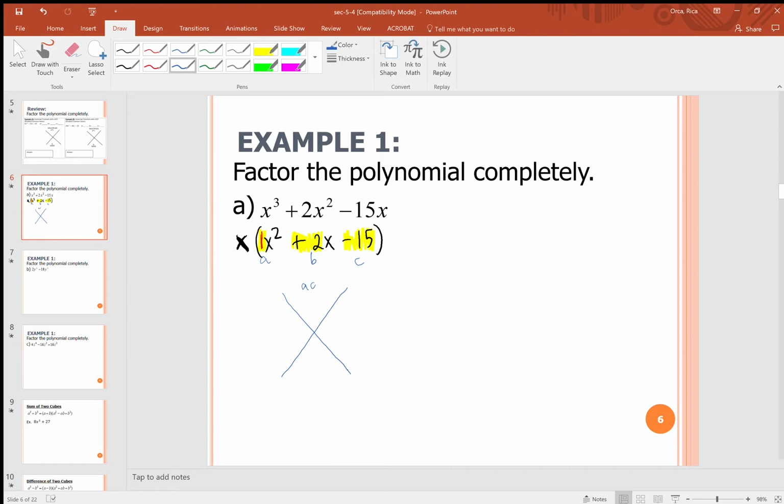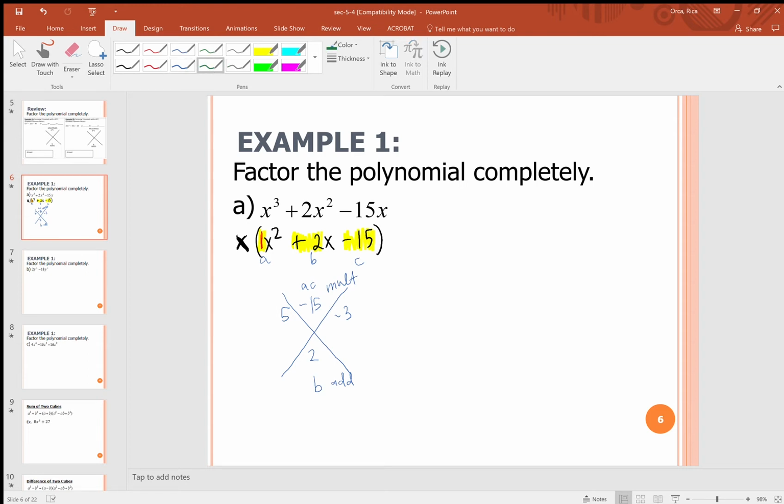We'll write a and c at the top and put b at the bottom. 1 times negative 15 is negative 15, and 2 is going to go at the bottom. Now we need to think of two numbers that will multiply to negative 15, but will add up to 2. And those two numbers are 5 times negative 3. So 5 times negative 3 is negative 15, and 5 plus negative 3 is 2.